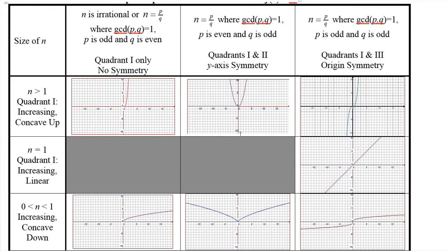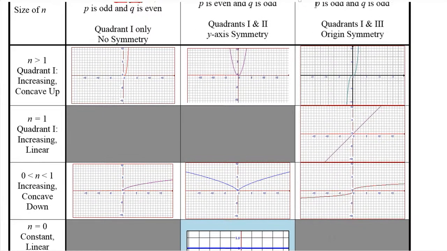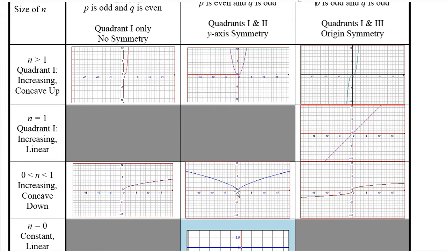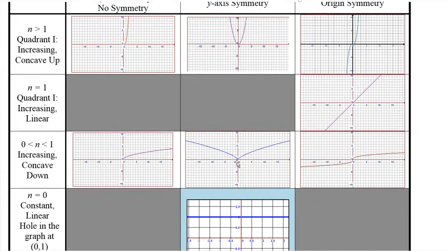If it's even over odd, it's quadrants 1 and 2, and odd over odd is quadrants 1 and 3. So notice your symmetry: mirror reflection, reflective symmetry when it's even over odd, and rotational symmetry when it's odd over odd. Here we have a minimum, here we have an inflection point. But notice all of these are increasing in the first quadrant, and in fact these are all continuous functions.